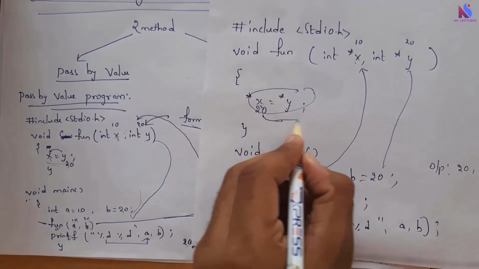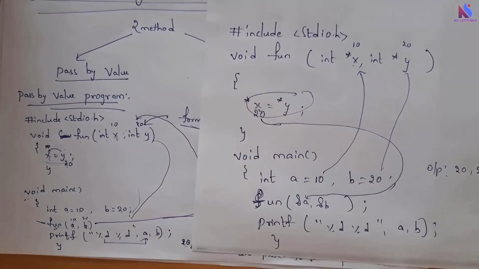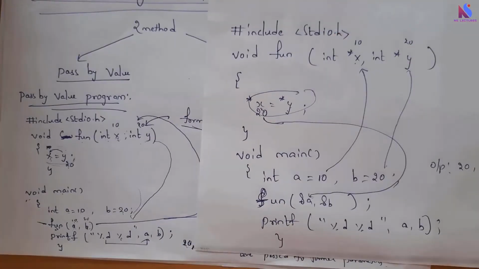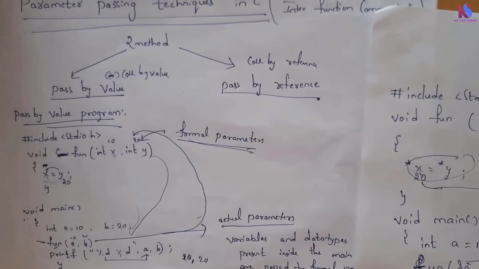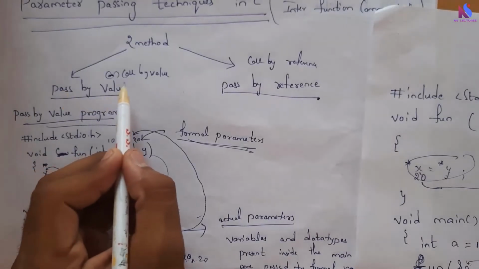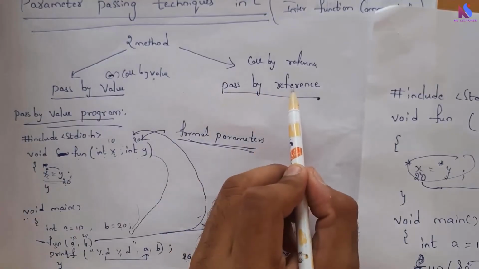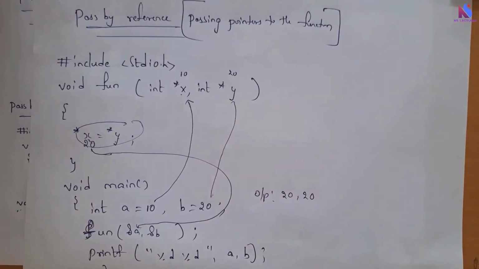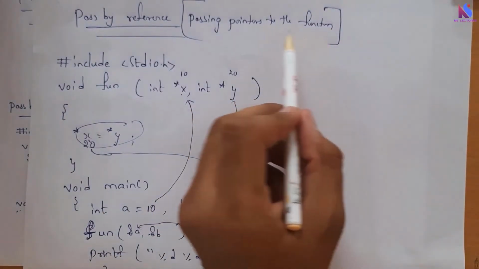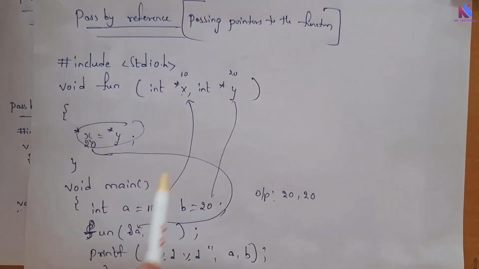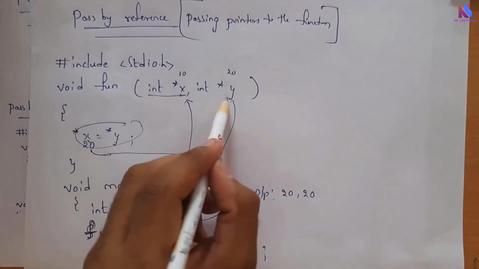This value is sent back to the actual parameters. So the definition of pass by reference is: changes made to formal parameters will get transmitted back to actual parameters. We can also call pass by value as call by value, and we can also call pass by reference as call by reference. Guys, whenever a question on passing pointers to a function comes in the exam, you can write this example, pass by reference, because here we are passing pointers to the function.